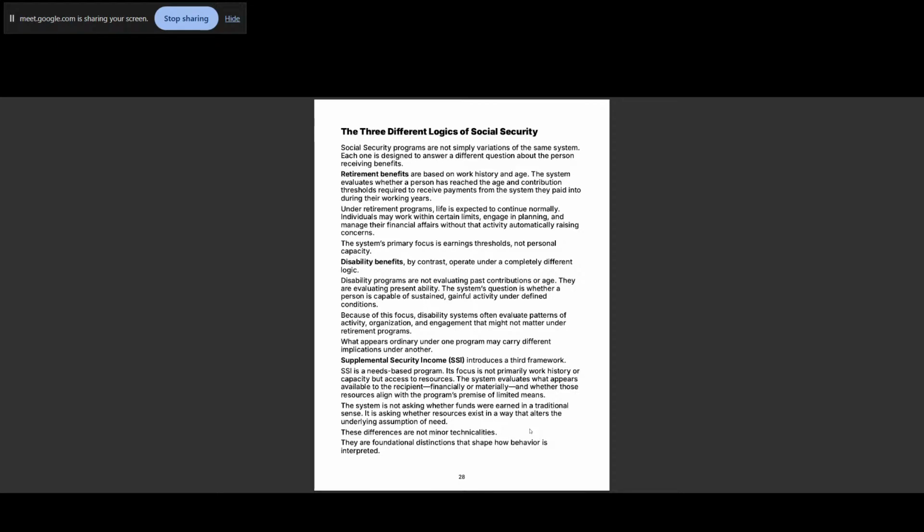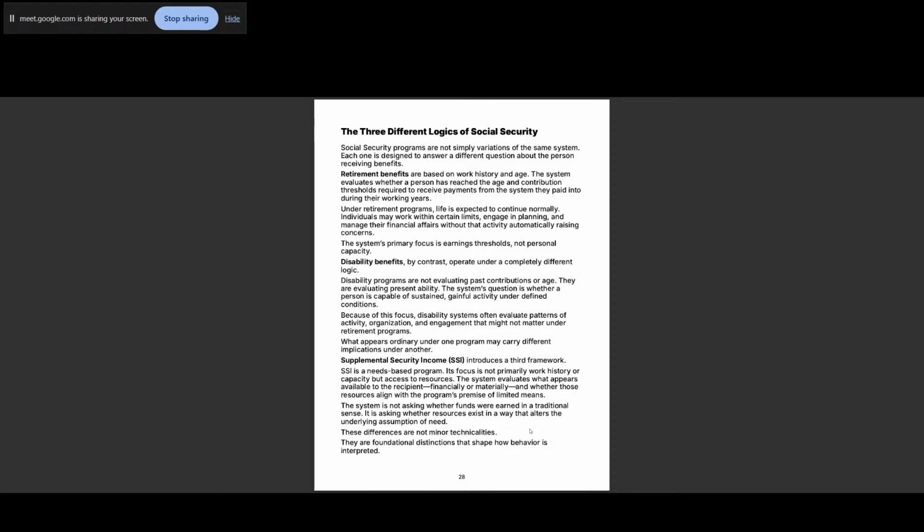Supplemental Security Income, SSI, introduces a third framework. SSI is a needs-based program. Its focus is access to resources. This system evaluates what appears available to the recipient, financially or materially, and whether those sources align with the program's premise of limited needs.